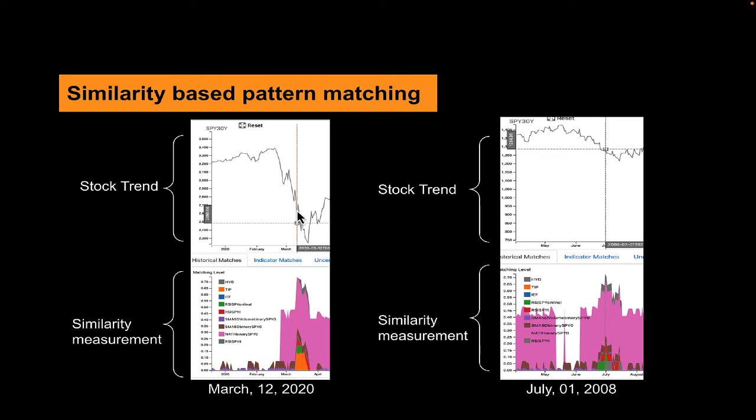Another day the system measures as similar is July 1st, 2008. And on that day you can see multiple indicators are very similar to the current day, and then you can see what happened in 2008, right? The market went down later on, and we are still not there yet, even from the short-term perspective. Okay, so here is how we make the decision based on the historical pattern matching.